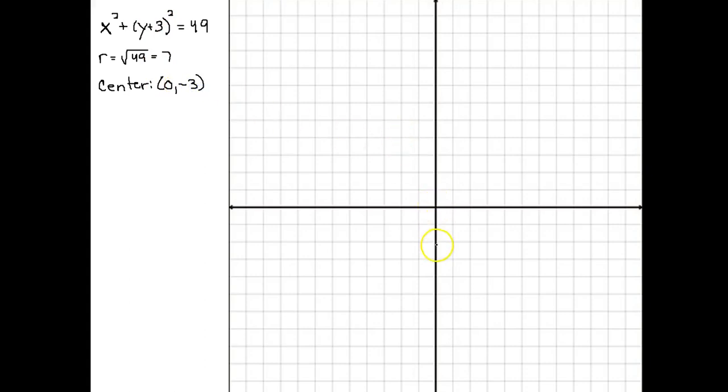All right, 0, 1, 2, 3. And you're going 7 to the right. 7. So that point's going to put you at (7, -3). You're going 7 to the left: 1, 2, 3, 4, 5, 6, 7. That point's going to put you at (-7, -3). So right there, the domain includes those points, and it's going to go from -7 to 7.